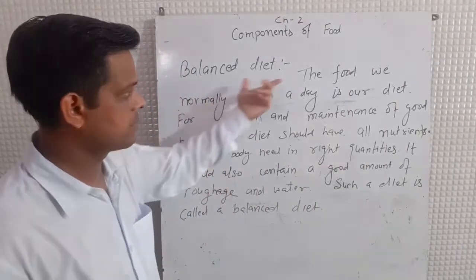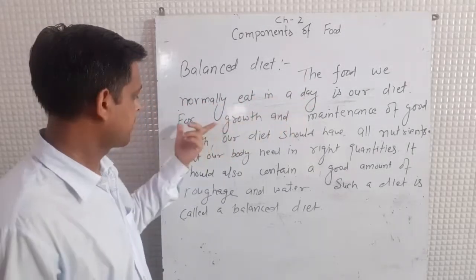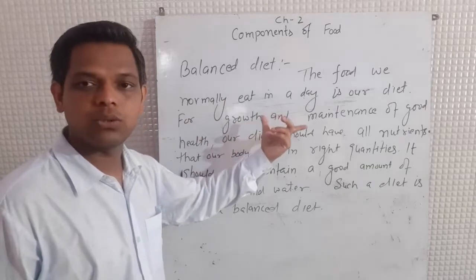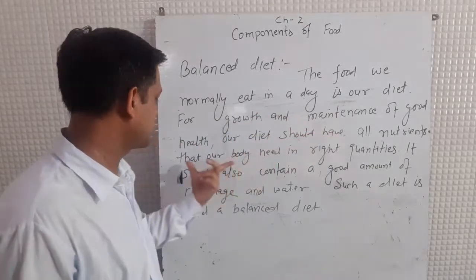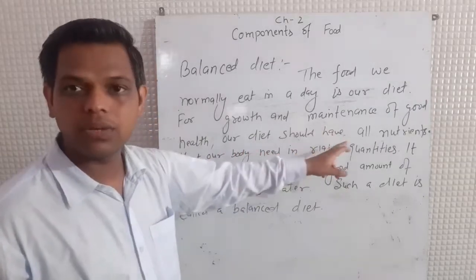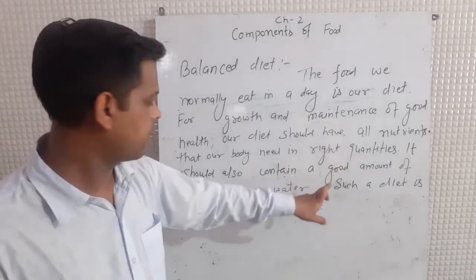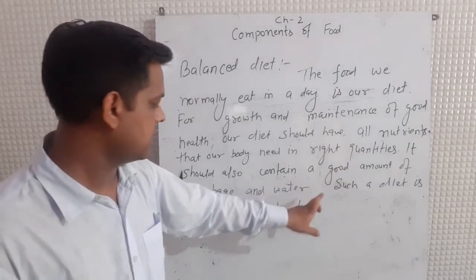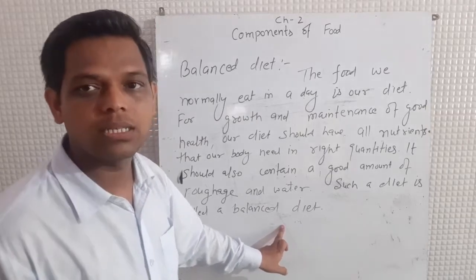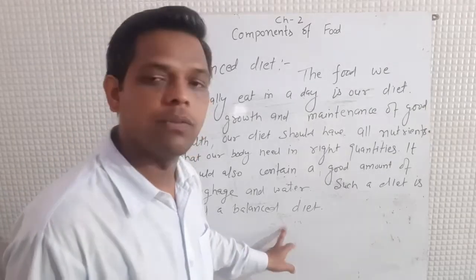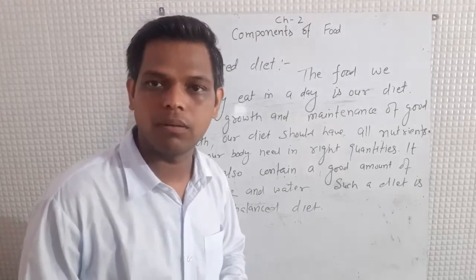Balanced diet. The food we normally eat in a day is our diet. For growth and maintenance of good health, our diet should have all the nutrients that our body needs in the right quantity. It should also contain a good amount of roughage and water. Such a diet is called a balanced diet. A balanced diet protects us from deficiency diseases, so we should take a balanced diet for growth and maintenance of our body.